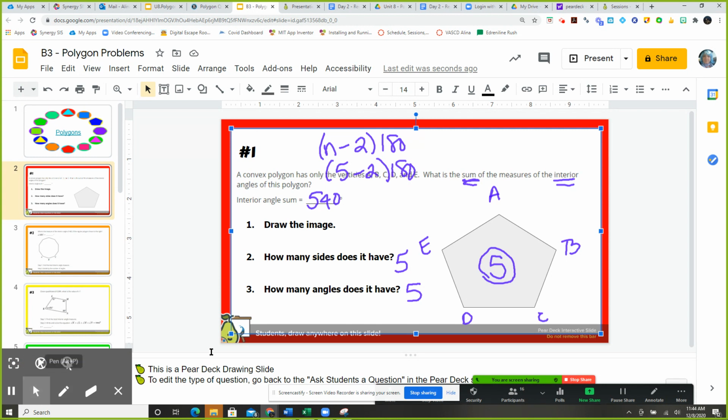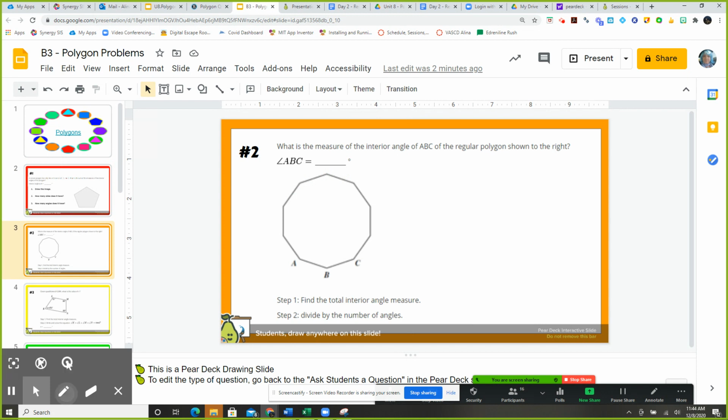We're looking for the sum of the interior angles. The fastest way to do it is n minus 2 times 180. We could definitely find the exterior angle and then find the interior angle and then multiply by 5 if we wanted to, but that seems like a lot of extra work. So what would we do for question 2?